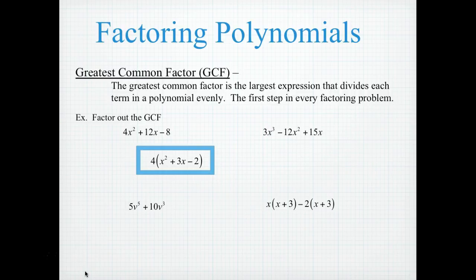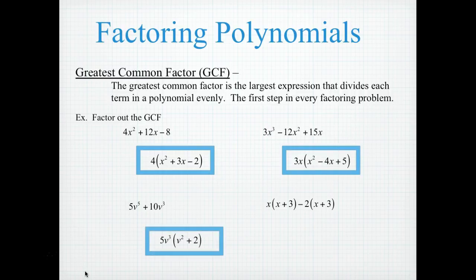In the next example, we have 3x cubed minus 12x squared plus 15x. So 3, 12, and 15 are the integers. They're all divisible by 3 as the largest factor, and they all have an x. So we can take out 3x. So we factor out 3x, and we're left with x squared minus 4x plus 5. In the third example, we have 5v to the fifth plus 10v to the third. So 5 and 10 have a common factor of 5, and we can take out as many v's as the smallest exponent. So we factor out 5v to the third, and we're left with v squared plus 2.